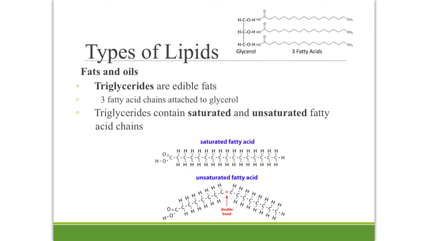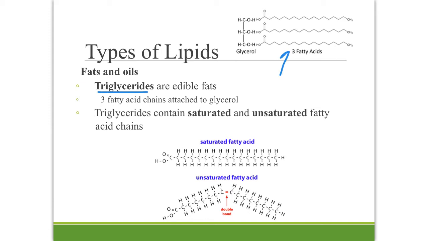So let's talk about these different types of lipids. Fats and oils are the first category. I'm just going to put them all together because they both are made of triglycerides. And we eat a lot of things that are fats and oils. The triglycerides are those edible fats. Triglycerides are made of 3 fatty acid chains attached to a glycerol molecule.